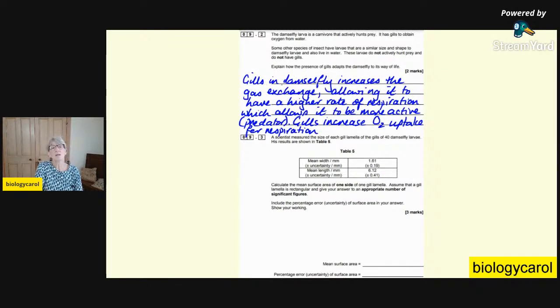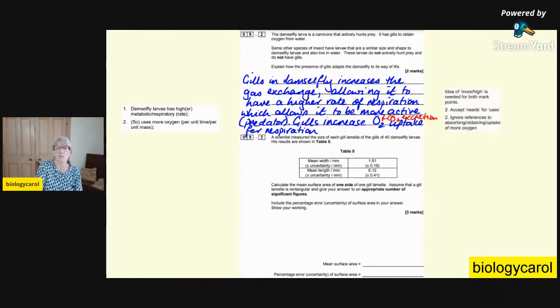So this is what I wrote. Gills in damselflies increases the gas exchange, allowing it to have a higher rate of respiration. Because I was thinking that not only does it get more oxygen, it can get rid of the carbon dioxide appropriately, which allows it to be more active because it's a predator. Gills, and then I put this in at the end, I must admit, increase the CO2 excretion, for respiration to be allowed to continue.